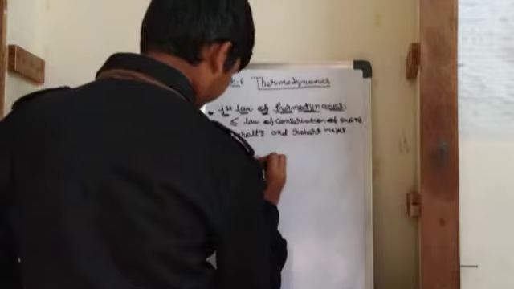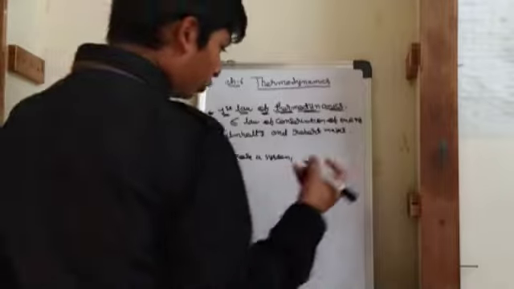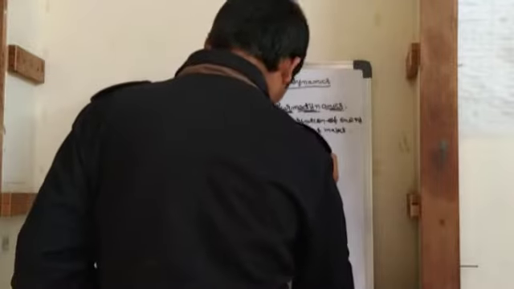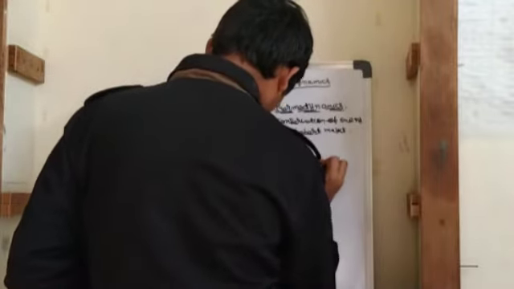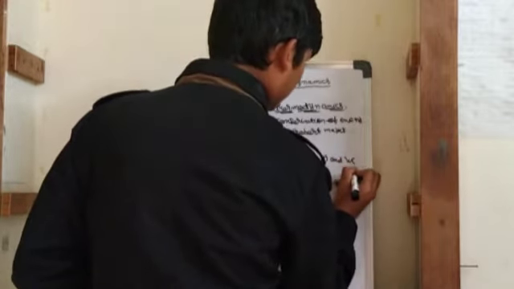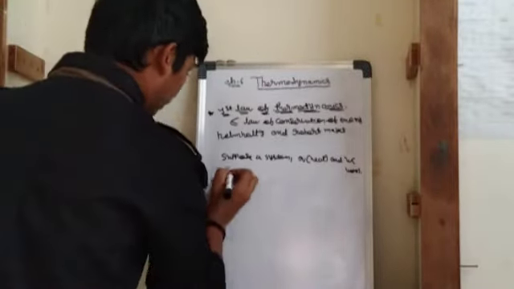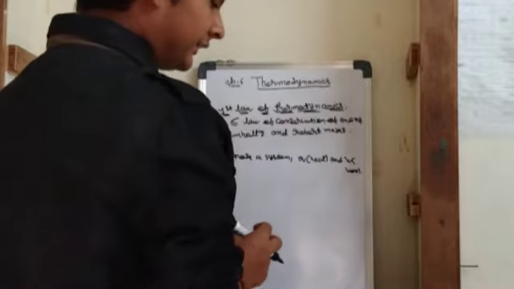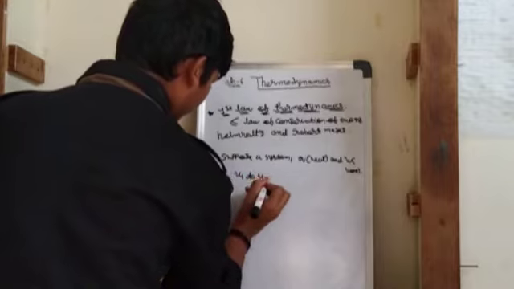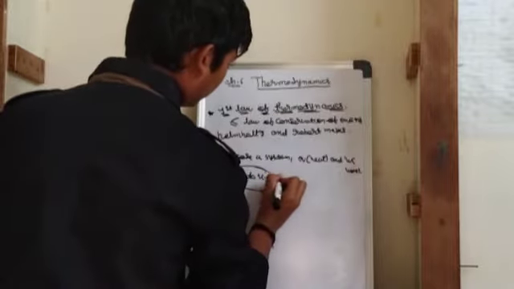Suppose a system is there, it may always consume heat. So let the amount of heat be Q and the work done for this be W. And in the process, the internal energy of the system changes from U1 to U2. There is an internal energy change, so we can write delta U.